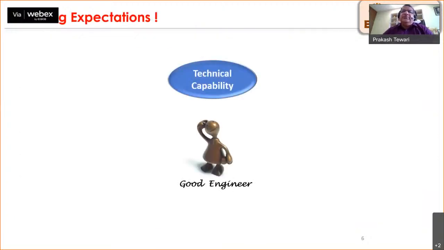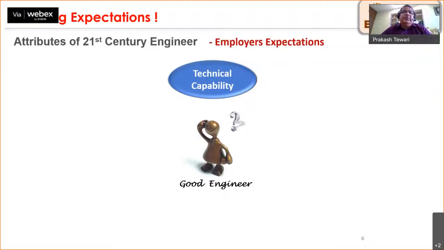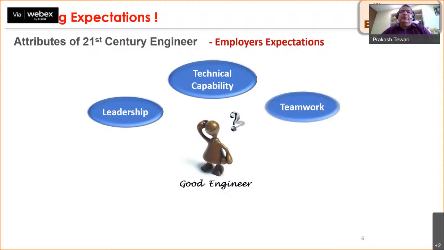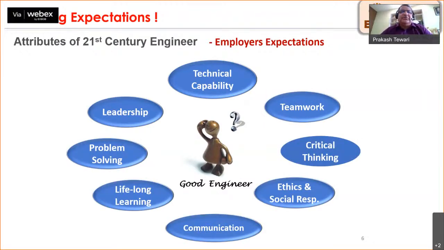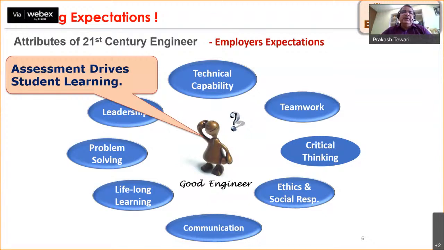So again, for continuity, I'm using a few of the slides from my previous presentation, but I am not going to elaborate them, but they will help us to maintain the flow. So we said that earlier a good engineer was one with technical capability, but with 21st century employers' expectations growing, and we have said the 4 codes. Let us just have a look.